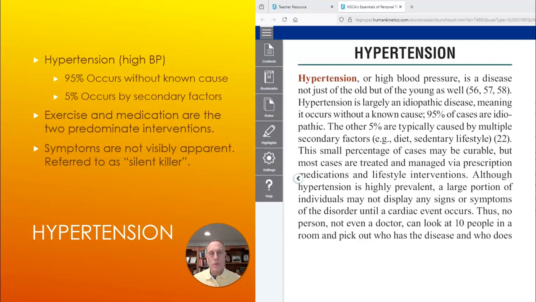But there are a number of factors that we can't control. Diet, type of lifestyle, for example. Are they working out? Are they sedentary? And what type of stress environment are they in? So to a certain degree, when we talk about secondary factors, which is the 5%, we can control even some of the lifestyle things that we're talking about with the 95% who have hypertension without any known cause.